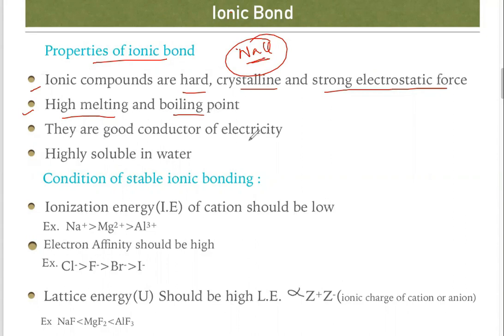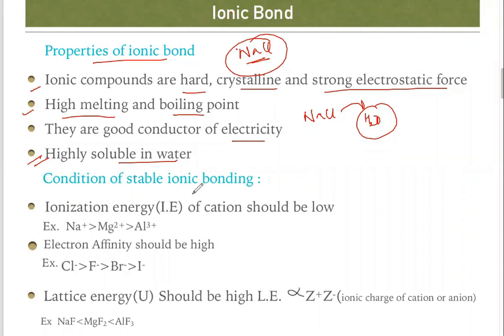They are good conductors of electricity. How? If we take sodium chloride and put it into water, it becomes salt water, and salt water is a good conductor of electricity. They are also highly soluble in water. This is also correct: as soon as you put sodium chloride into water, it dissolves. That means they are highly soluble in water.